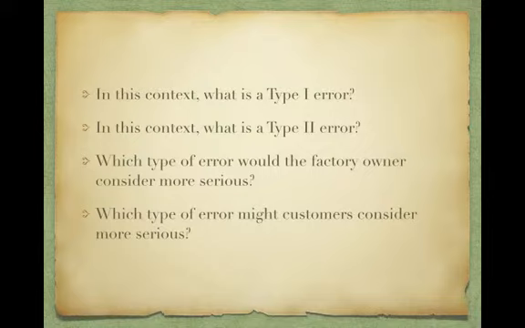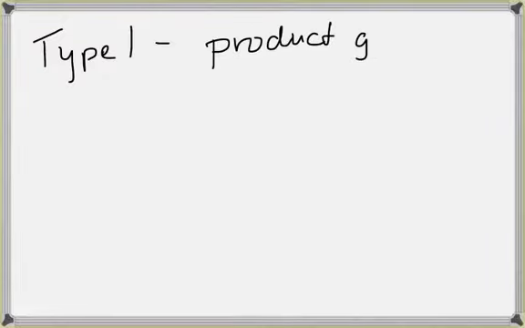Now, let's think about this. If you remember from the video where we talked about errors, we need to be able to distinguish between the two types. So a type 1 is where the null hypothesis is true, but we mistakenly reject it. So if you think about this case, a type 1 error, if the null hypothesis was true, that means the product was good, but we claimed that it was bad, but we rejected it.